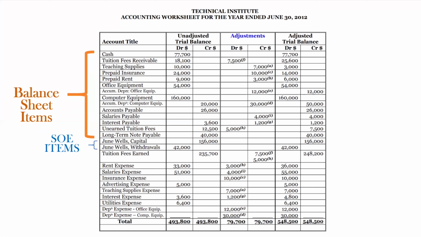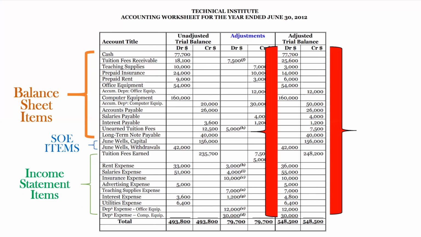Our capital and our withdrawals are what we call our SOE items, or statements of owner's equity. Though we know after doing our statements of owner's equity, we'll be moving with that balance to our balance sheet, right? And from tuition fees earned to depreciation expense of computer equipment, right? Those are our income statement items. And remember, we're using the figures from our adjusted trial balance. Those are the figures that we're paying attention to.